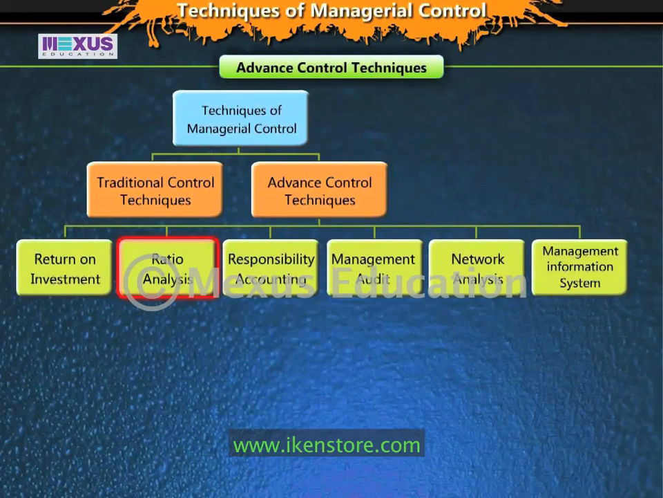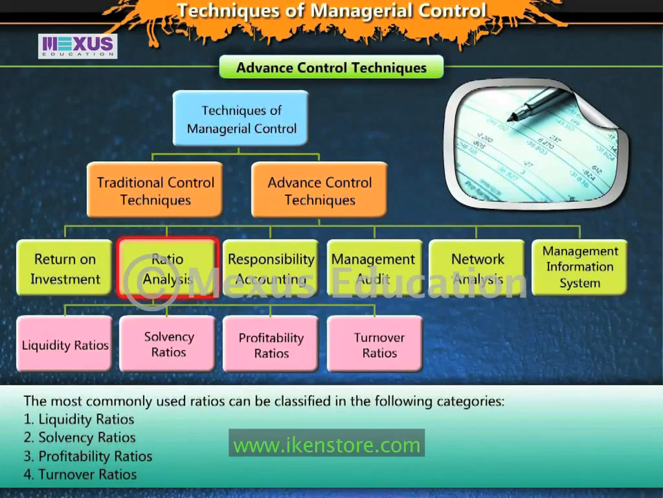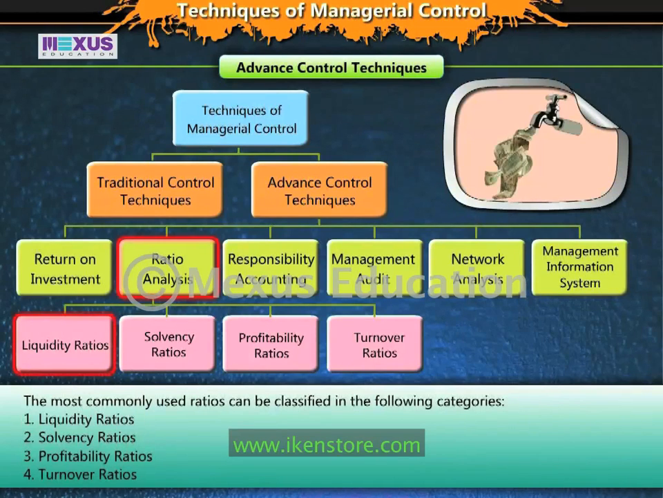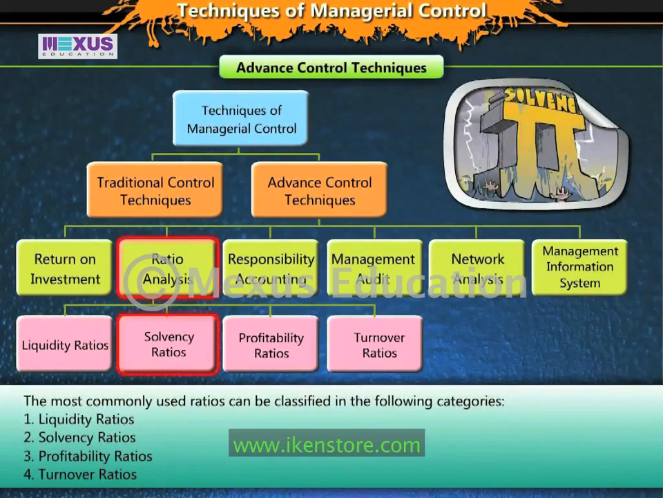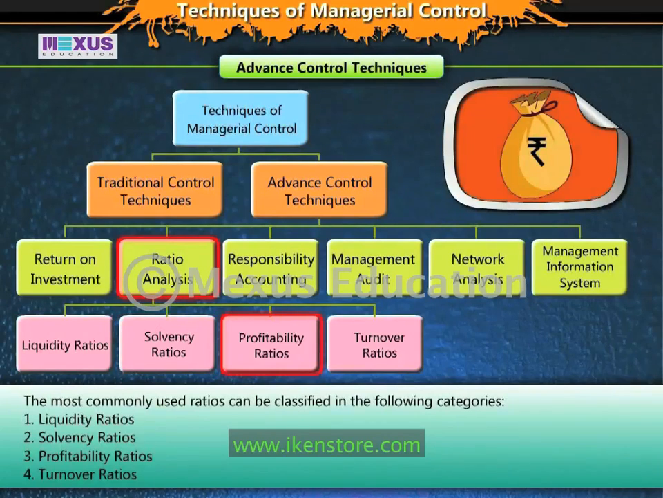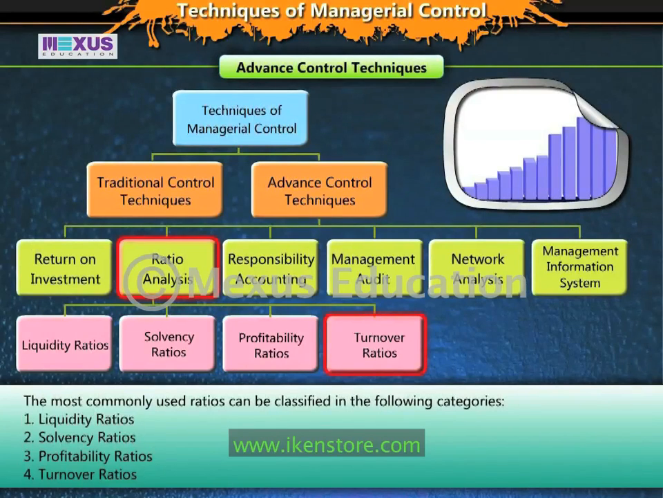Ratio analysis. A manager may compute ratios to analyze financial statements. The most commonly used ratios can be classified in the following categories. 1. Liquidity ratios. 2. Solvency ratios. 3. Profitability ratios. 4. Turnover ratios.